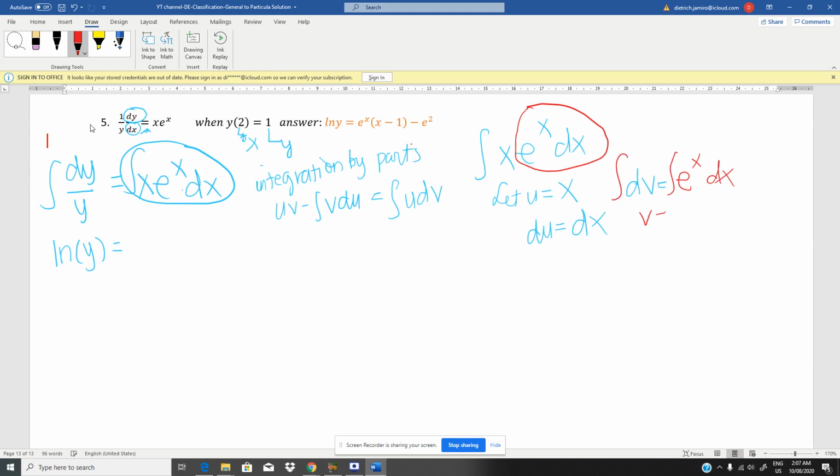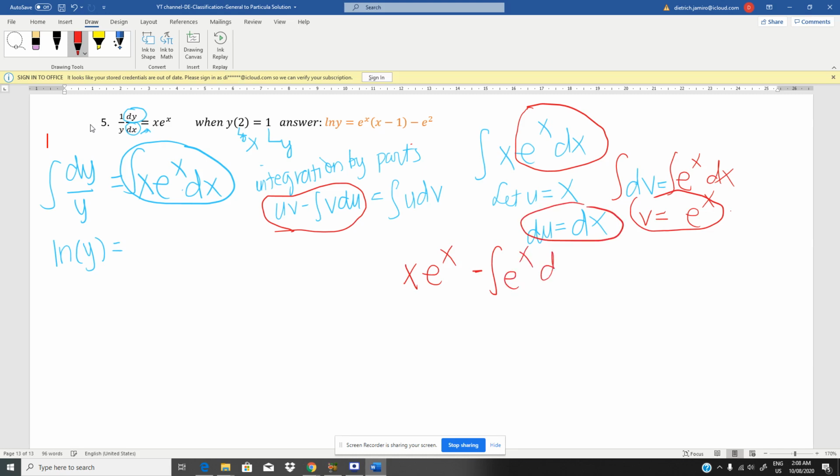So integrating both sides, we will have e to the x for v. And then we will now go to this formula. So we will have u times v, which is x times e to the x, minus the integral of v times du, so we will have e to the x dx. Integrating further, we will have x e to the x minus the integral of e to the x dx, which is equivalent to e to the x.